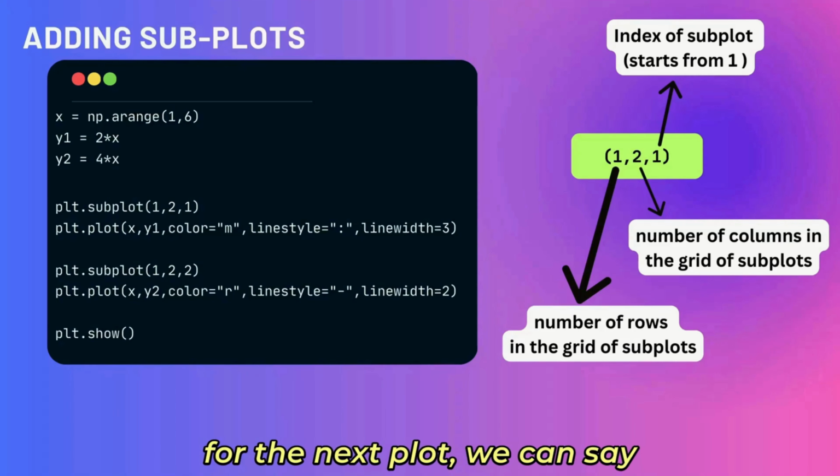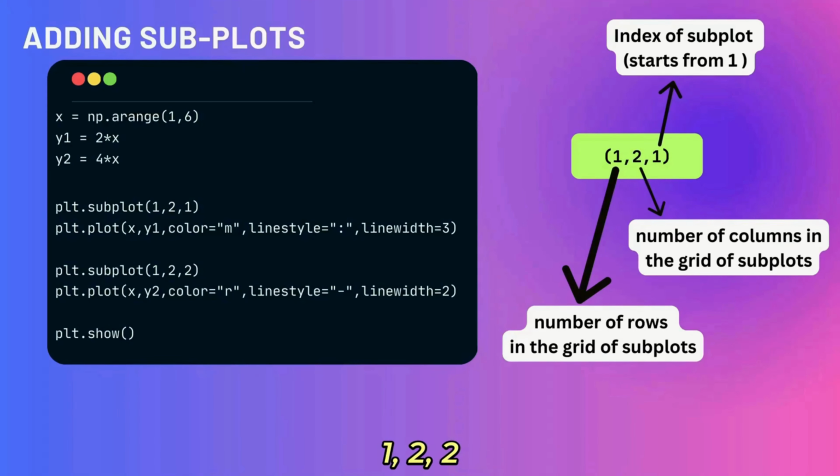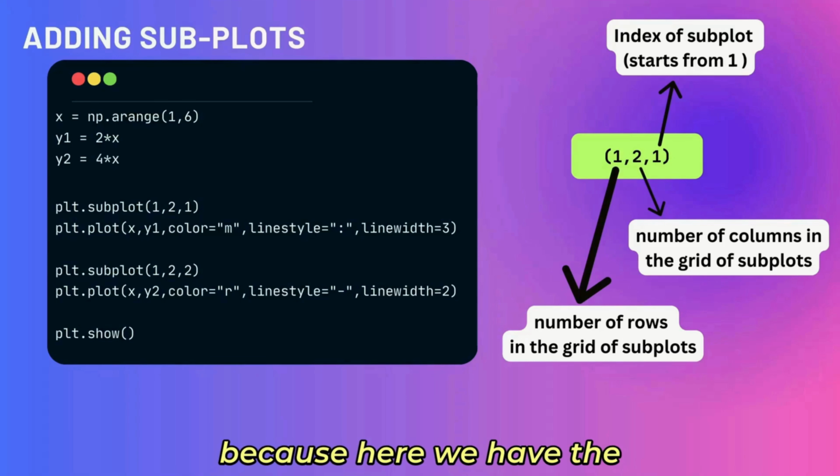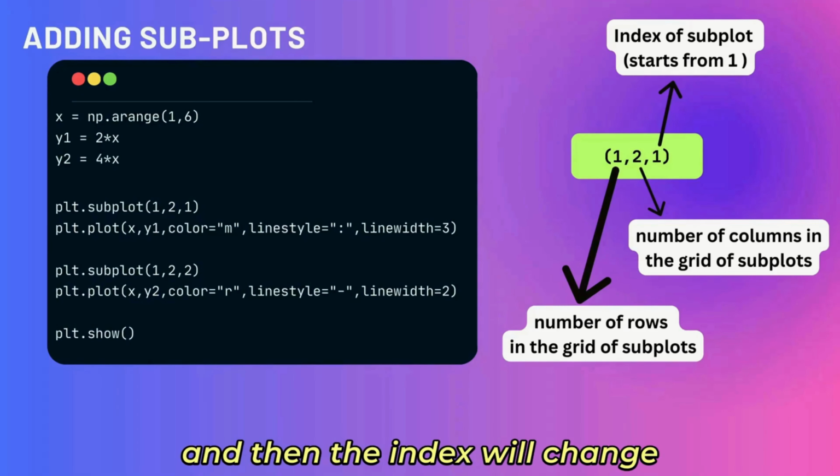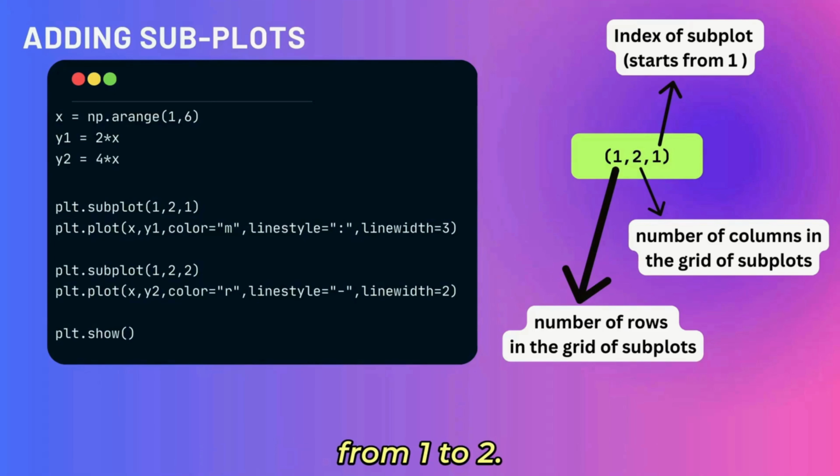For the next plot, we can say 1, 2, 2, because here we have the number of rows as 1, right? Because we want to see 1 row. We have 2 for the number of columns, obviously. And then the index will change from 1 to 2.